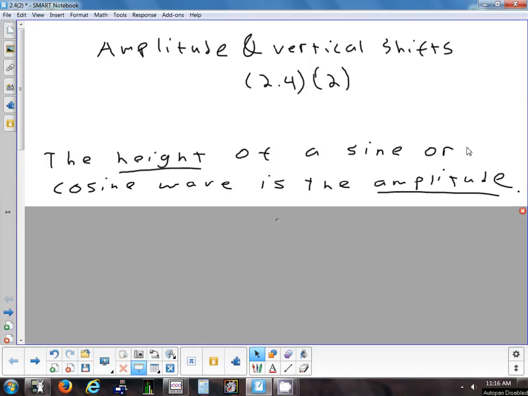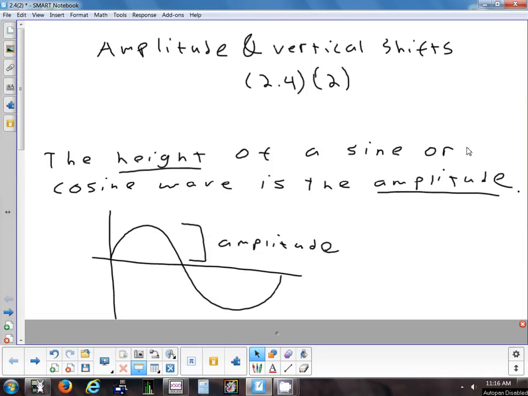So the first thing I just want to make sure we understand is, what does the height mean? What is the height of a sine or cosine wave? Well, when we talk about the height, the word they usually use is amplitude. The amplitude measures the distance from, think of it as the center line, to the highest point. That's the amplitude, which is also symmetrical with the distance from the center line to the lowest point.